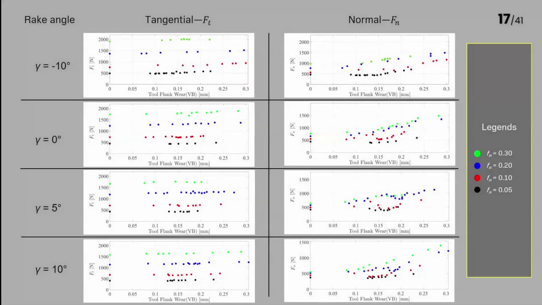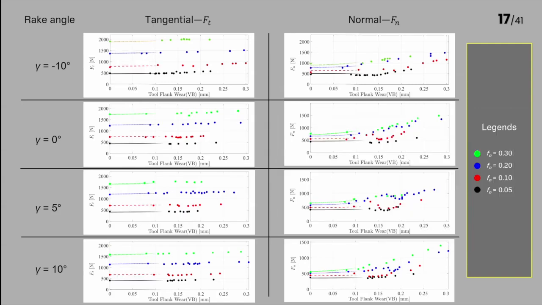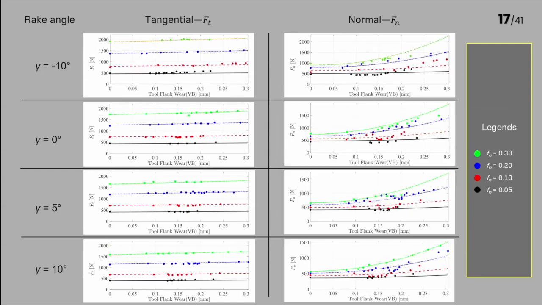All the cutting force data collected over the tool flank wear VB from that test matrix has been plotted in these figures. By analyzing this data, we determine the unknown parameter values for the model, allowing the model to best fit this experimental data.